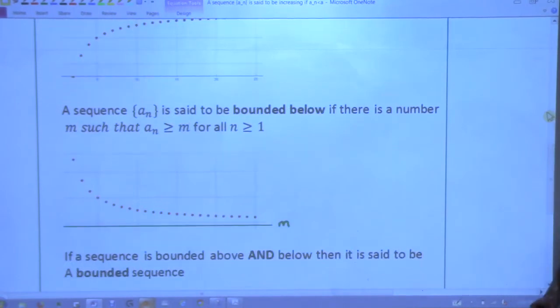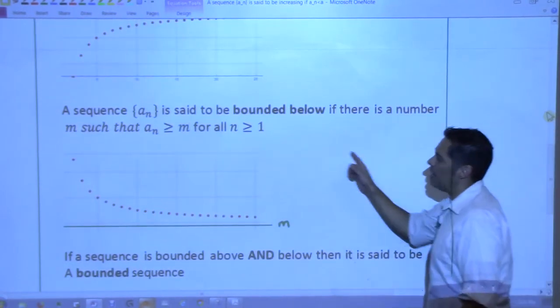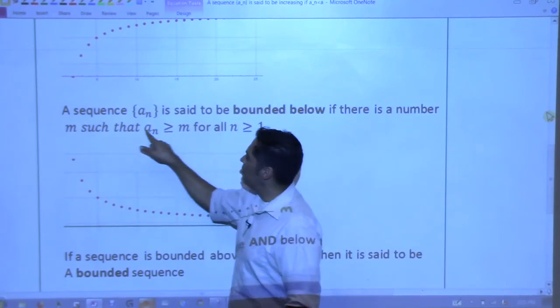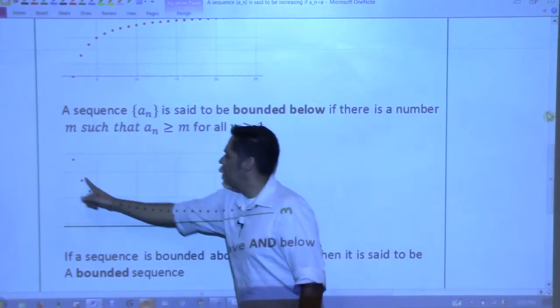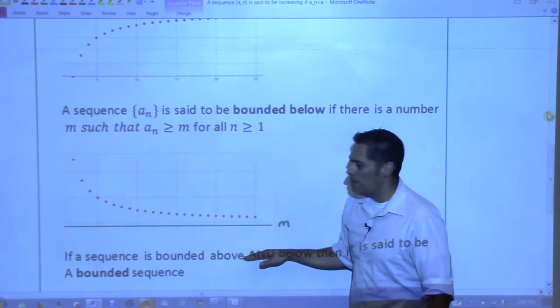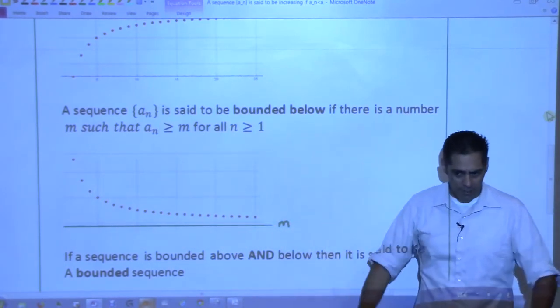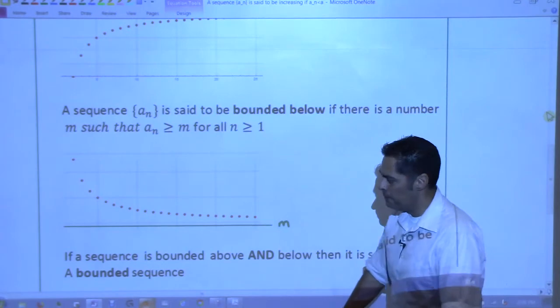On the other hand, if you have a lowercase m such that your sequence is always bigger than that little m, all the time, then we will say that we are bounded below. So you've got like a floor that you can't go below, right?